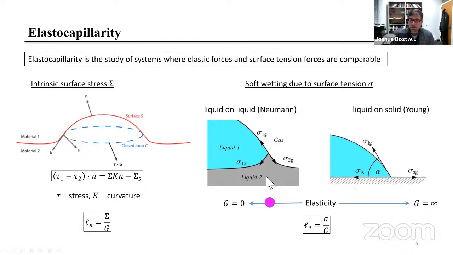Now, in contrast, if you put a liquid drop on a rigid substrate, it forms a contact angle alpha that's defined by the surface tensions sigma LG, sigma LS, and sigma SG. This is familiar to those dealing with wetting phenomena as the Young-Dupre equation. So what we're really interested in is the intermediate regime where both surface tension and elasticity are important.